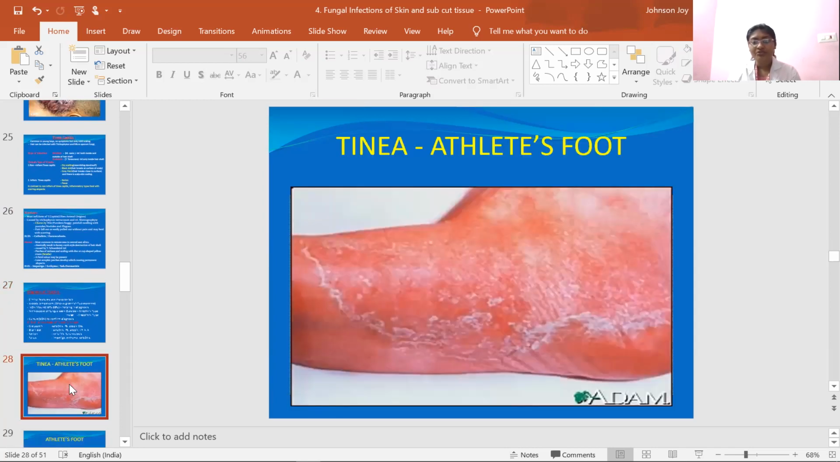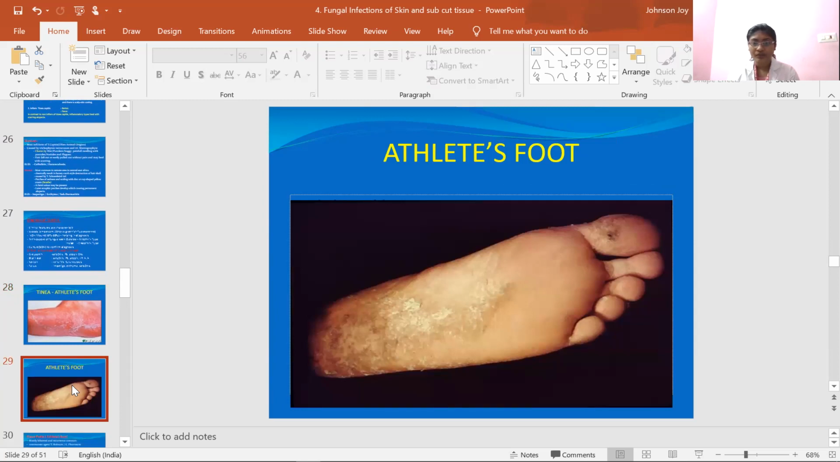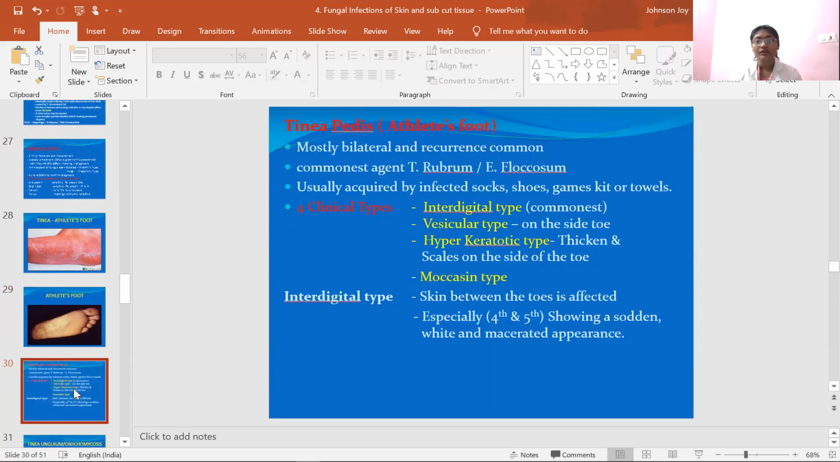So this is a picture of tinea pedis or athlete's foot. Here you can see a well-defined scaly erythematous plaque on the foot. This is again another picture of athlete's foot or tinea pedis. Tinea pedis is mostly bilateral and the recurrence is very common.